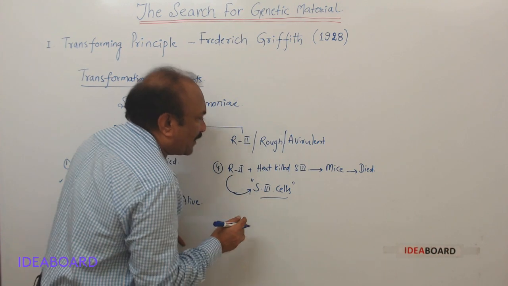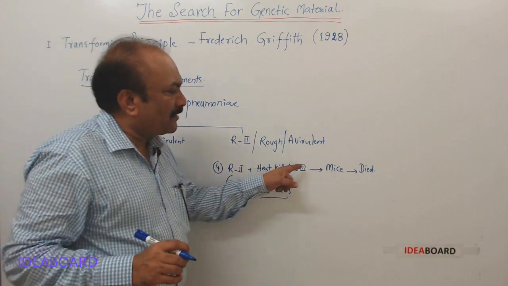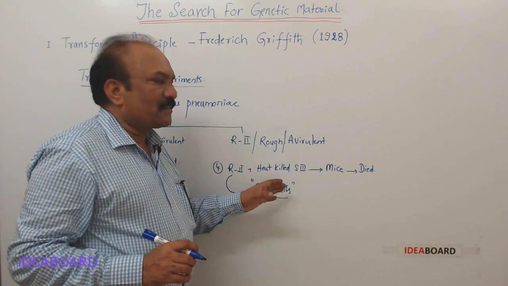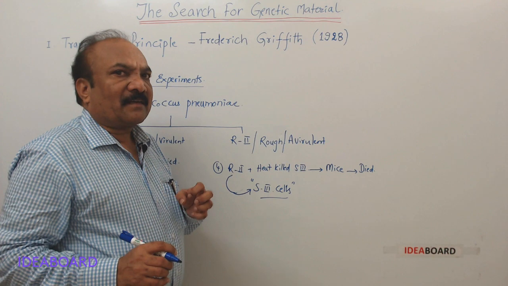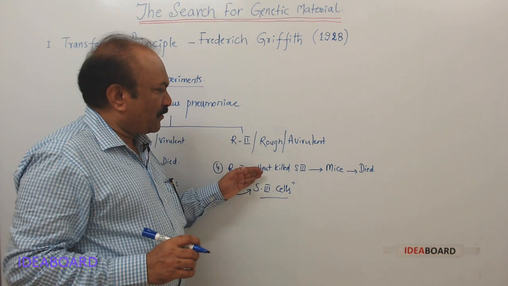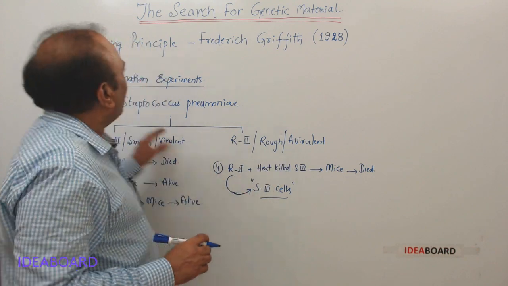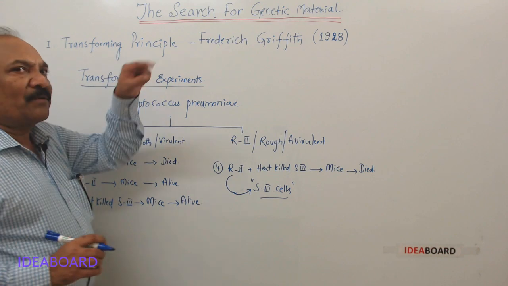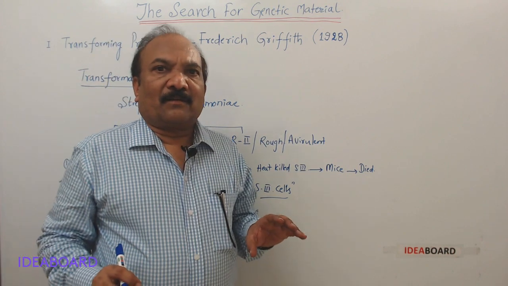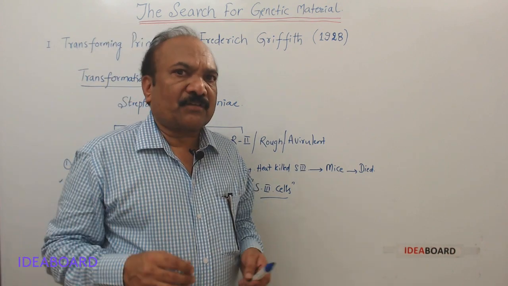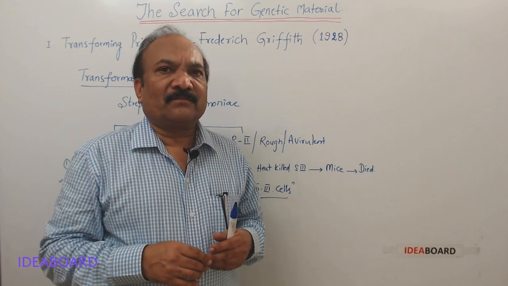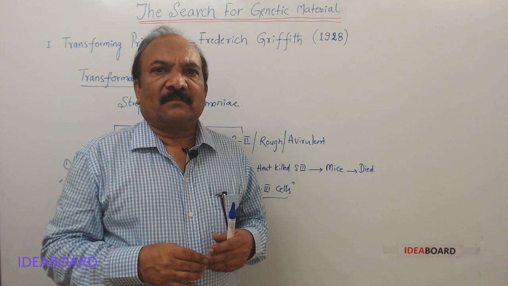The R2 cells received some substance from the heat-killed S3 cells and changed into S3 cells. He called this transformation. The substance which they acquired from the heat-killed S3 cells is called the transforming principle. In the next session, we will discuss how this transforming principle was identified later.